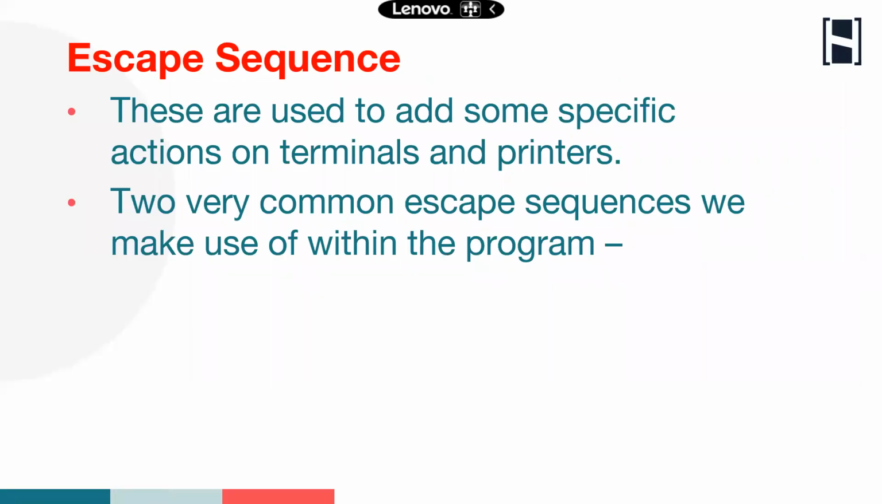For this, we make use of something called escape sequences. The terminology we use is escape sequences. These perform some additional functionality or specific actions so that the result can be formatted in different ways. There are two very important escape sequences that we make use of very often with our printf function. So what are those?